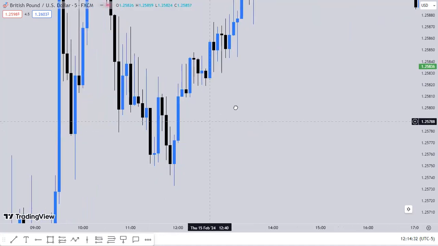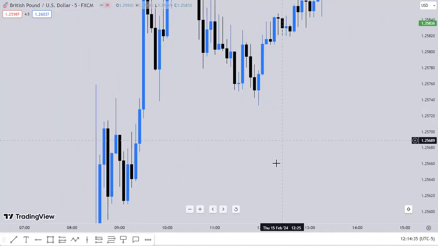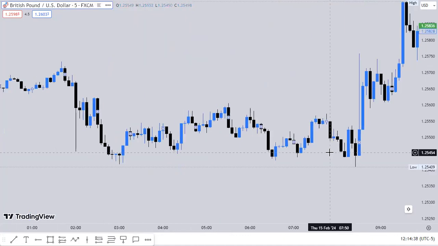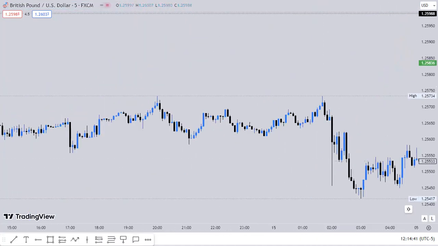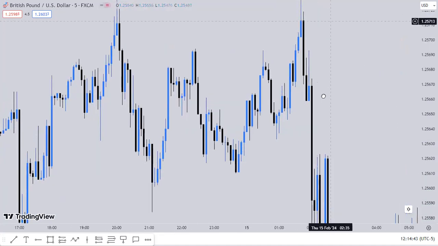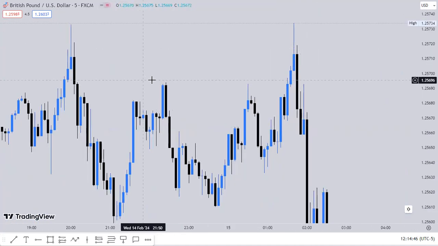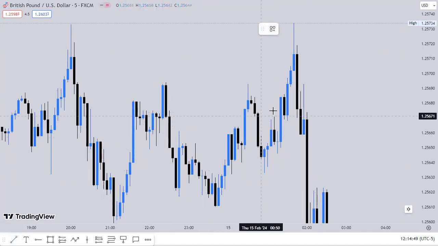Okay, so let's say here we have buy side liquidity. Let's say you are on the time. So here is the London Open. This is the pre-London, this was the London Open, and this was the Asian session. So this is the Asian session high.